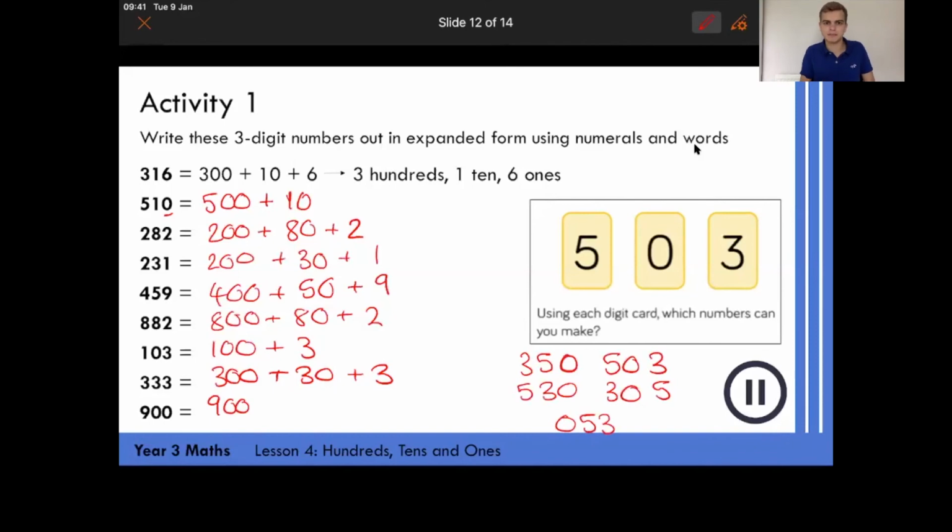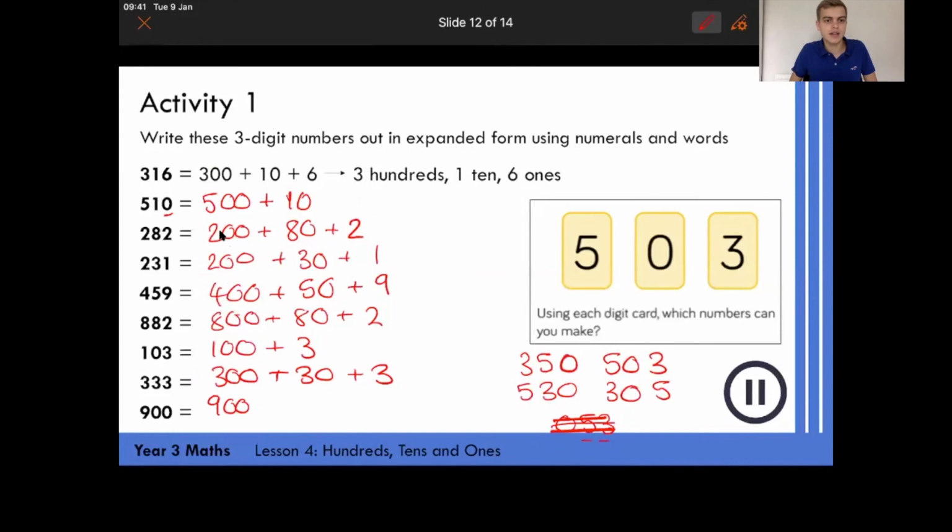Can anyone tell me? You're right, this is only a 2-digit number, 1, 2. So I can't have that one. So there are only 4 different 3-digit numbers that you can make using those digit cards. Well done if you managed to get any of those.